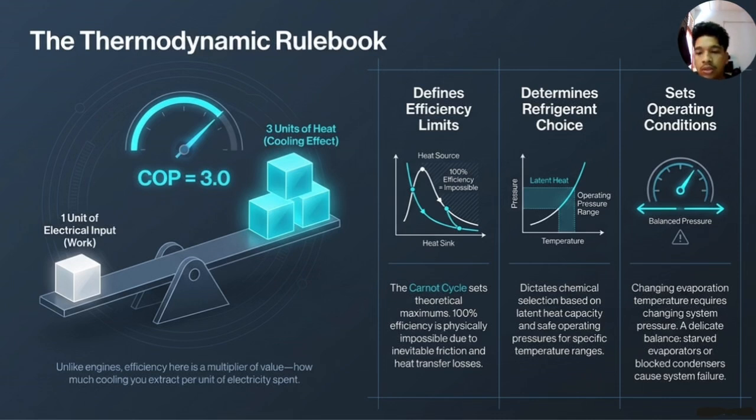Then next we see the operating conditions. Changing the evaporation temperature requires changing the system pressure. So it is a delicate balance; starving the evaporator or blocking the condenser can cause a system failure. So good operating conditions must be determined to increase the efficiency.